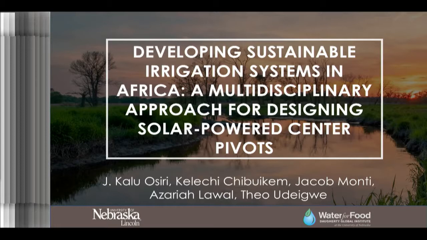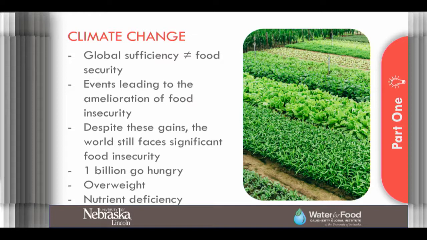I'll be presenting on developing sustainable irrigation systems in Africa, a multidisciplinary approach for solar-powered center pivot. On our team, we have engineers, business, and agricultural consultants. Kalu Osiri is a business professor. Kelechi Chibuikem is an urban planner. We have Jacob Monti on our team, who is the engineer, and myself, the climate specialist, and Theo Udeigwe, who is the agricultural consultant. So basically, we're trying to ameliorate the issue of food insecurity by trying to boost agricultural productivity in West Africa.